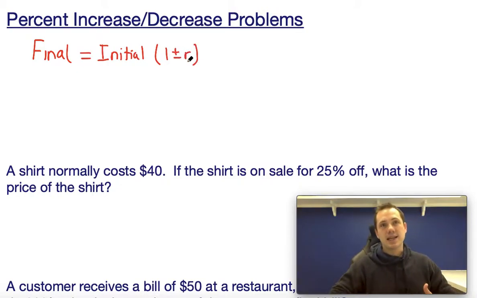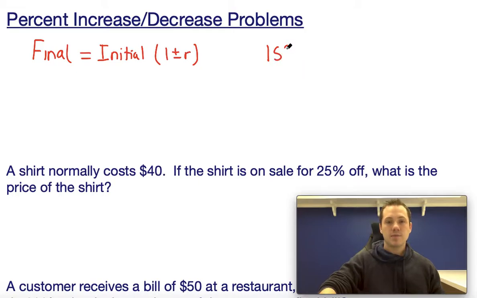Now, the plus is going to indicate when it's a percent increase, and the minus is going to indicate when it's a percent decrease. R has to be the decimal form of the percent. So if my percent change is 15%, then that means I'm going to use r equal to 0.15.